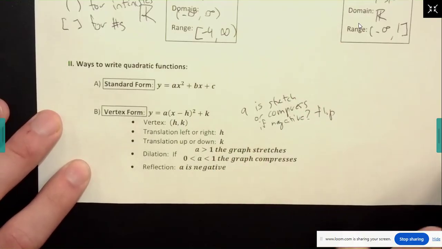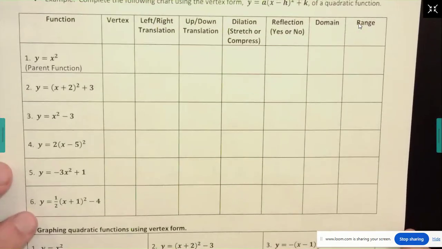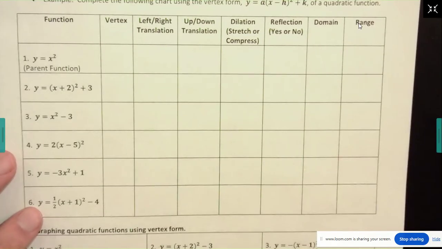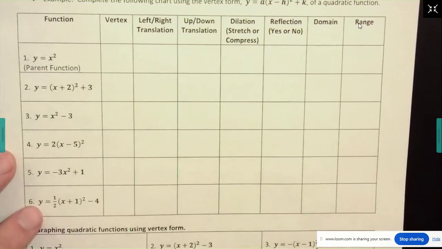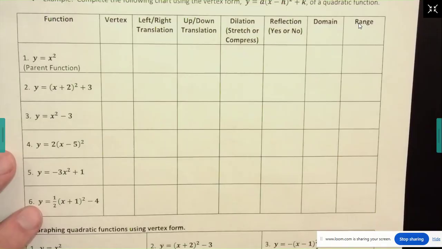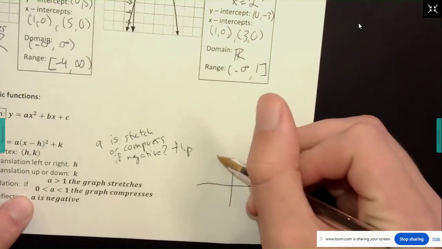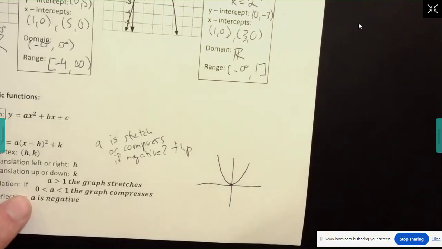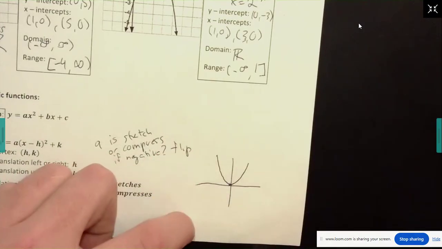Okay, so let's look at the back here. You're going to be able to use Desmos, and I would suggest using Desmos to help you out with these. My parent function is y equals x squared. That's our parent function that we talked about, and it looks like this. We have a vertex at (0, 0), and it just goes up forever. Our default mode is a smiley face. We only get a frowny face when we flip it with a negative.